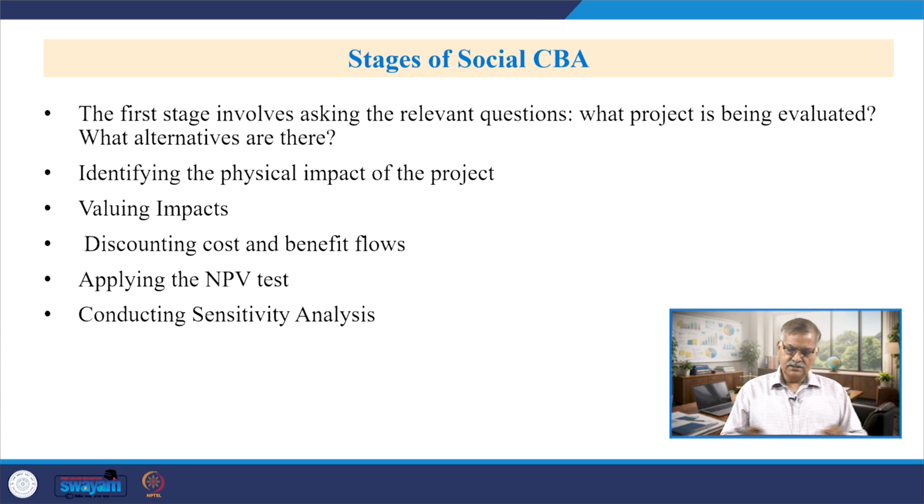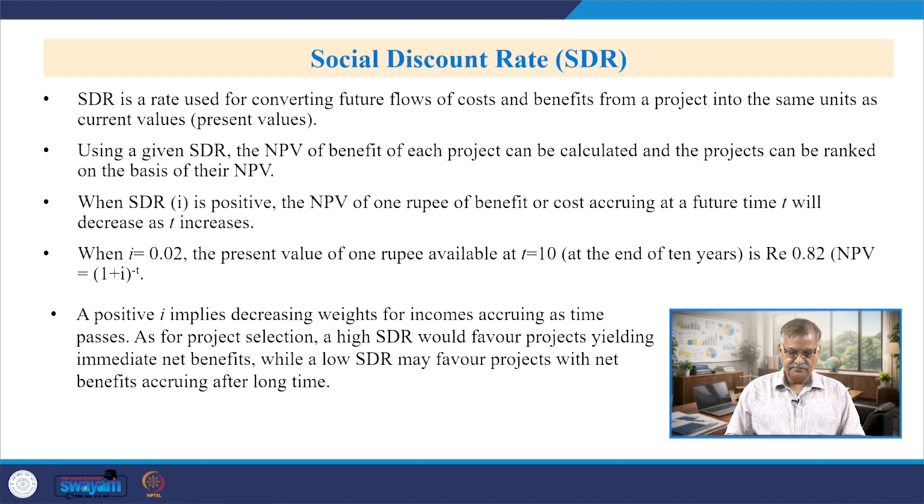Then there are stages of social cost benefit analysis. First, we have to ask the question: what project is being evaluated, what alternatives are there, identifying the physical impact of the project, then valuing the impact of the project, putting the discount rate and getting the future cost and benefit at the present value. So, applying the net present value test and then conducting the sensitivity analysis.